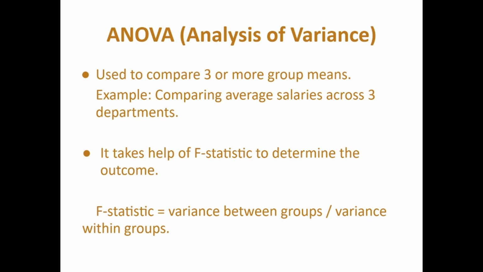So basically ANOVA takes help of F statistics or F test to determine the final outcome. So what is the value of F statistic? How to calculate F statistics is nothing but the variance between the groups divided by the variance within the groups. Means if there are 3 groups, I will calculate the variance of individual groups and then I will also calculate the variance within each group. Then we have to divide these two values to get the final F statistic output.